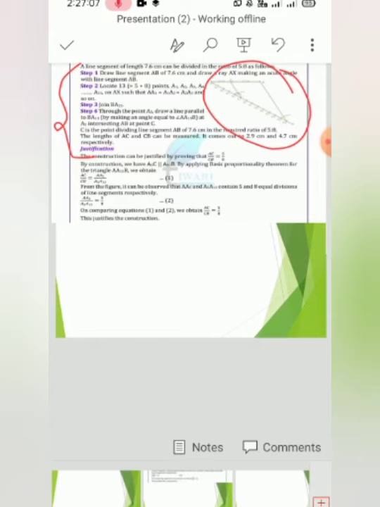At last, it's given here. You need to justify the construction. How to justify? As I've told you earlier, using the proportionality theorem, we can do this. By applying the basic proportionality theorem. It's being done here, right? So you can do this by applying the proportionality theorem. It's very simple. If you can't understand, then you can ask me.